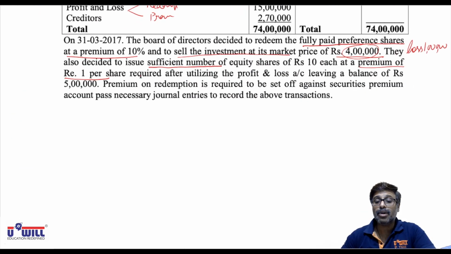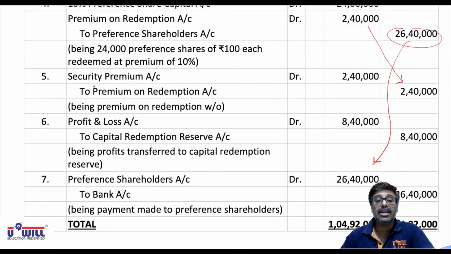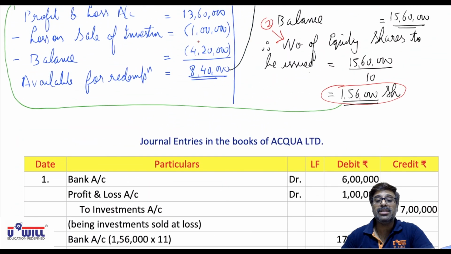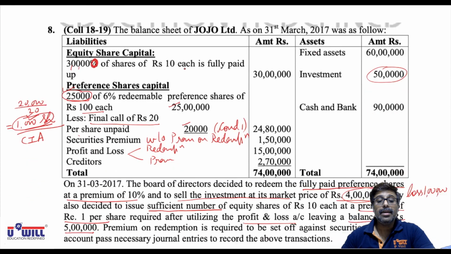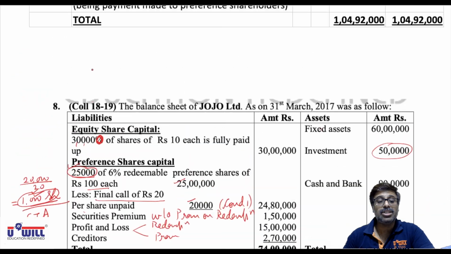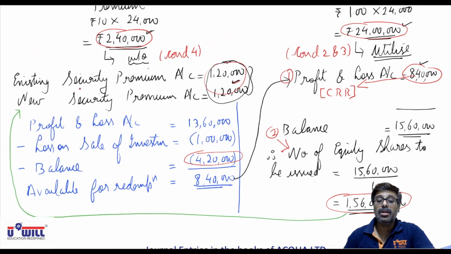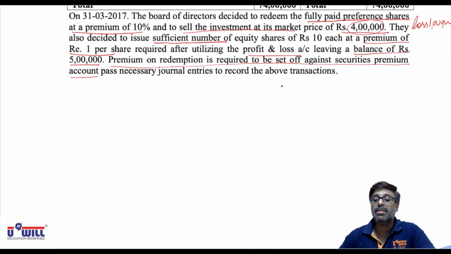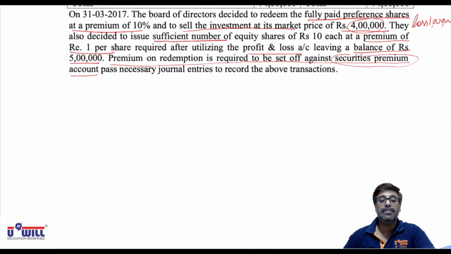After utilizing profit and loss account, leaving a balance of 5 lakh rupees. So here in this P&L account workings, what balance are you going to keep in this question? 5 lakhs. Premium on redemption is required to be set off against security premium account. So in this workings, as such, you cannot use P&L account because it is clearly given in the question to use security premium account only to write off the premium.